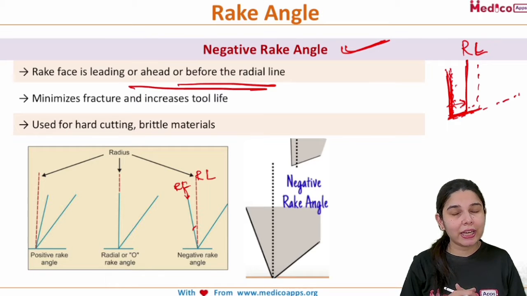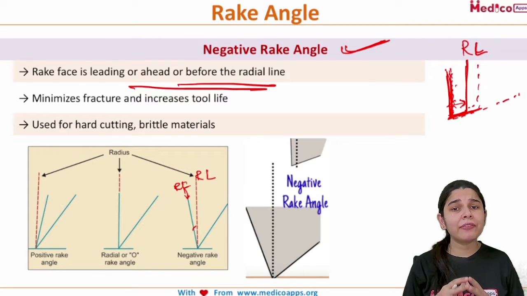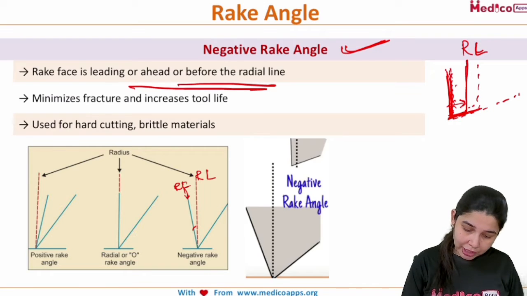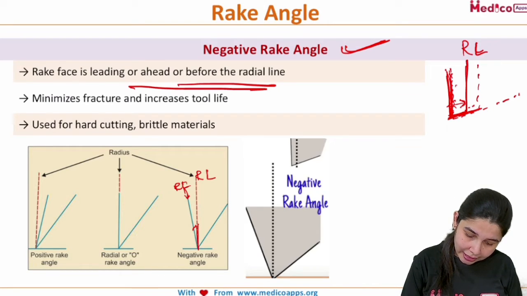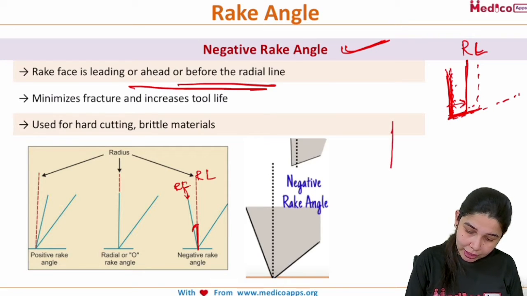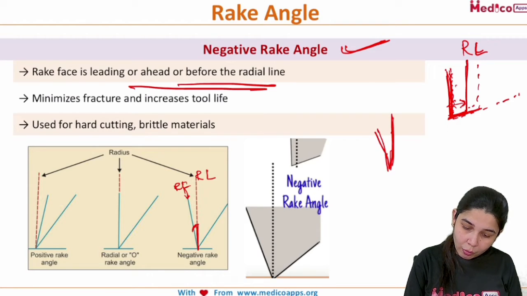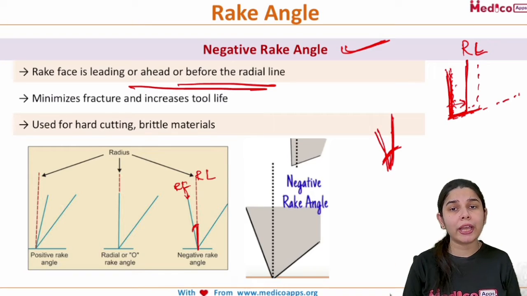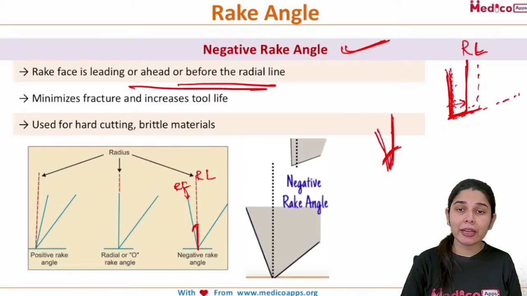Now what is the significance of this negative rake angle? So you need to understand one point, that in this particular image, if this is the radial line, what sort of angle is forming here? Is it an obtuse angle or an acute angle or a 90-degree angle?